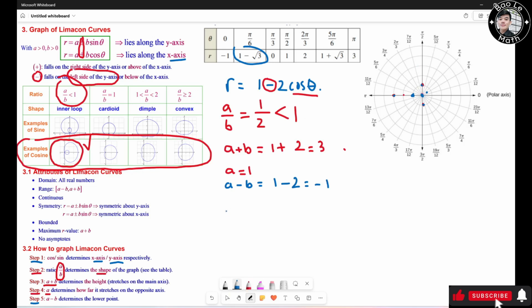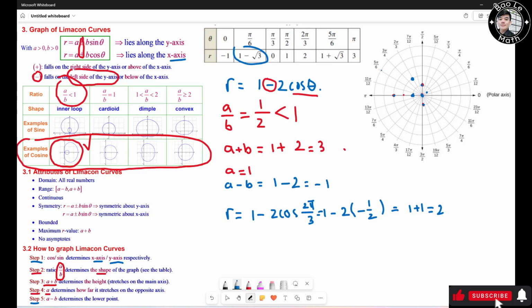2 pi over 3, we have r equals 1 minus 2 cosine of 2 pi over 3. So it's going to be 1 minus 2 times cosine of 2 pi over 3. It's going to be negative 1/2, right? So we simplify this one. It should be 1 plus 1. It's going to be 2, right? So 2 cosine of 2 pi over 3 right here. It's going to be 2 right here. So the second circle, right?